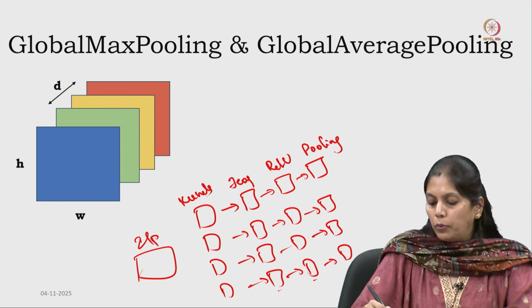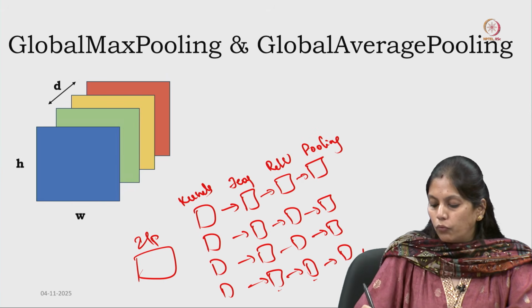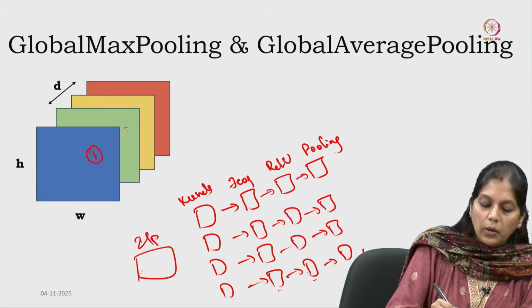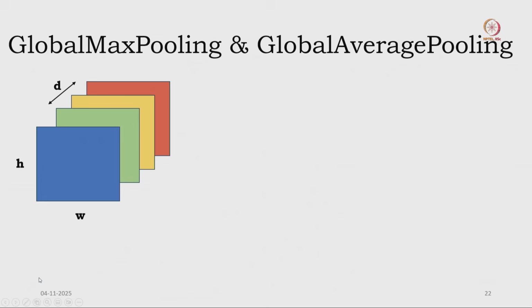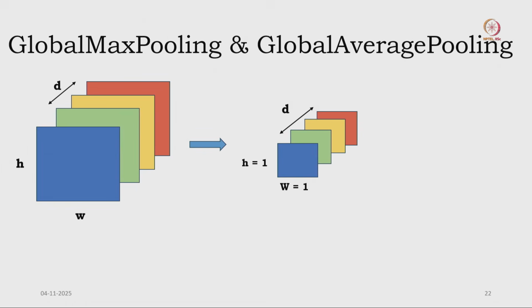Now, at the end of pooling, how many such did we get? We got 4: 1, 2, 3 and 4. Let the dimension be anything, I am not worried about the dimension. So, we have a certain height and a certain width. Now, what global max pooling and global average pooling do is, from this output of pooling that we have got, they convert it into one value.